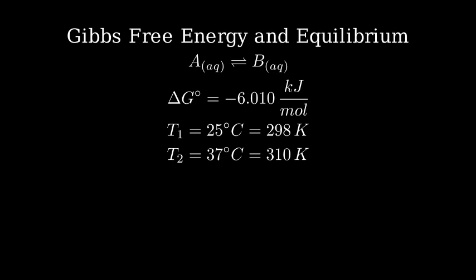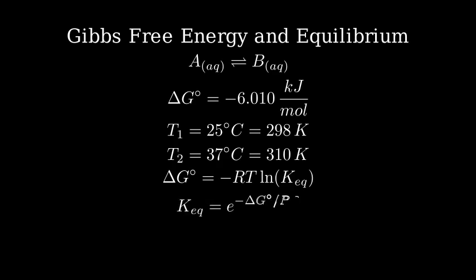degrees Celsius. Let's start with finding the equilibrium constant. We can use the relationship between delta G naught and K equilibrium. Delta G naught equals negative RT ln K equilibrium. Rearranging this to solve for K equilibrium, we get K equilibrium equals e to the negative delta G naught over RT. Now let's plug in our values.